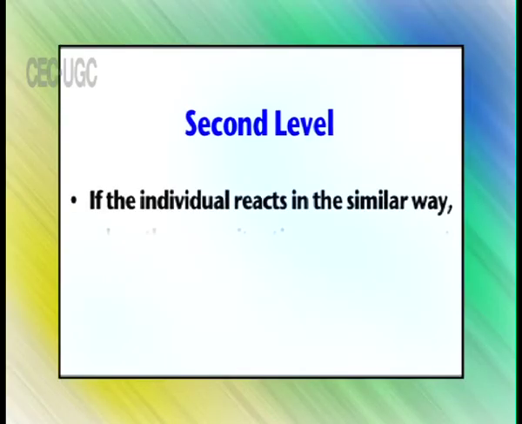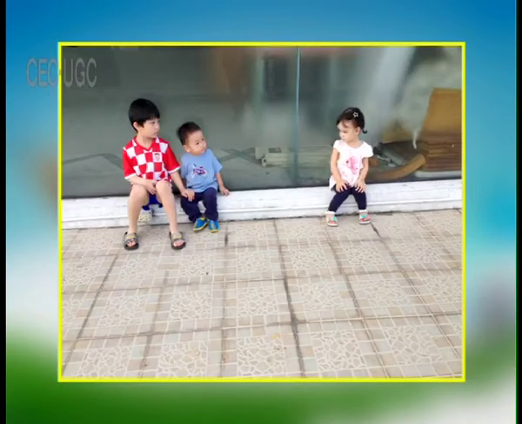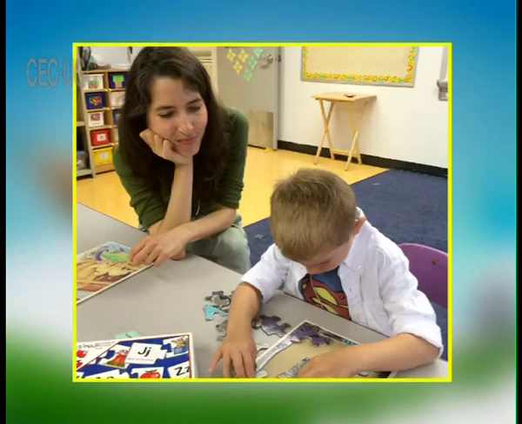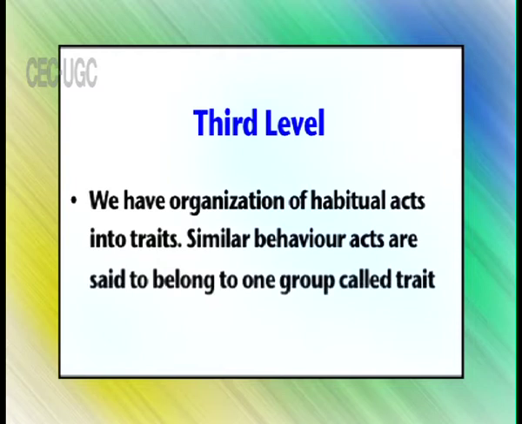And at the second level, we have habitual responses. If the individual reacts in a similar way when the same situation reoccurs, we get habitual responses. Examples of such habitual responses are not easily making friends, being hesitant to talk to strangers, etc. These are habitual responses. At the third level, we have organization of habitual acts into traits.